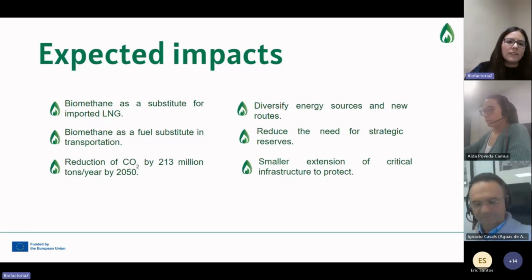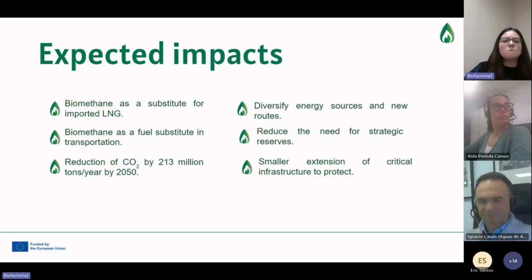Another one is to diversify the energy sources and the new routes. And this reduces dependence on fossil fuels from foreign producers, especially Russia, through local production of biomethane.